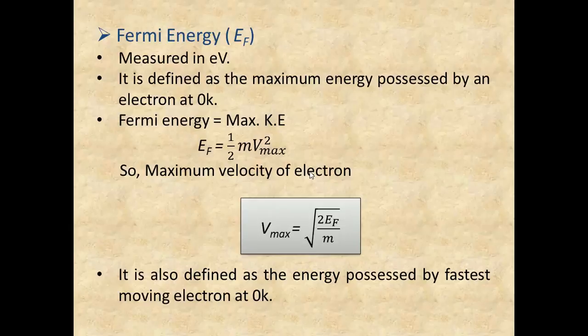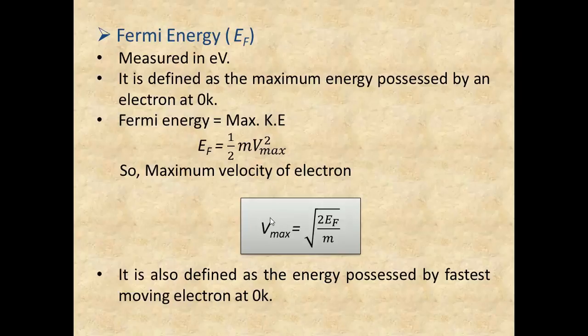Okay, your Fermi energy is also defined in another way, which is the maximum kinetic energy possessed by an electron at 0 Kelvin. Okay, Fermi energy is maximum kinetic energy, almost equal. So Fermi energy is equal to half m v max square. So the maximum velocity of the electron is given by this formula. It's nothing, you're just calculating v max out of this.